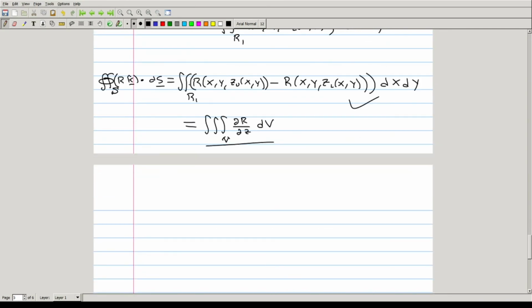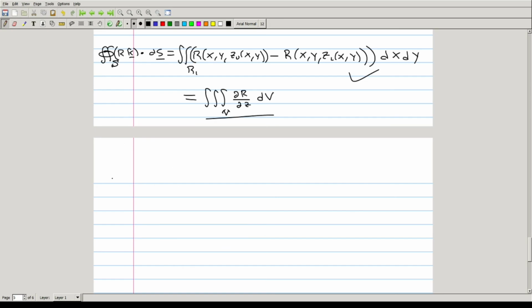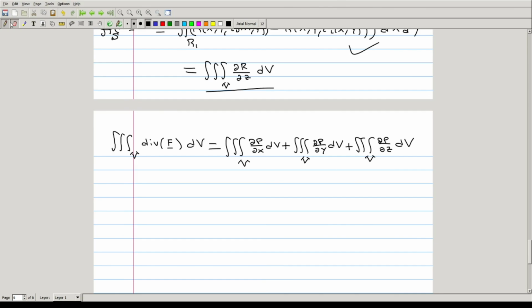So this essentially concludes the proof, because what we've shown is that the triple integral over the volume V of the divergence of F, by the definition of how we've defined divergence, is the same thing as the triple integral over V of partial P partial x, plus the triple integral over V of partial Q partial y and partial R partial z.